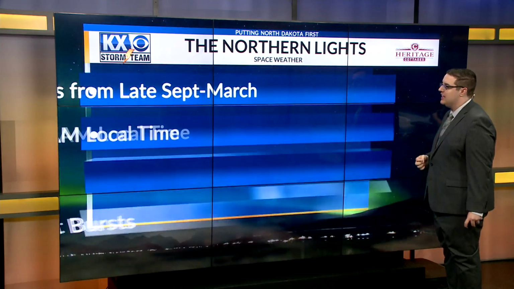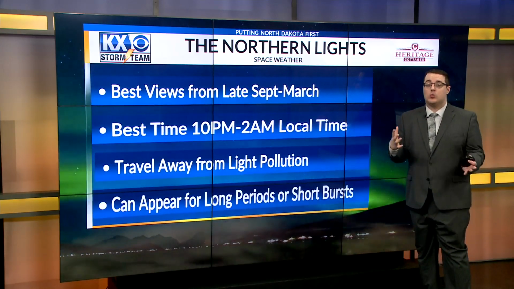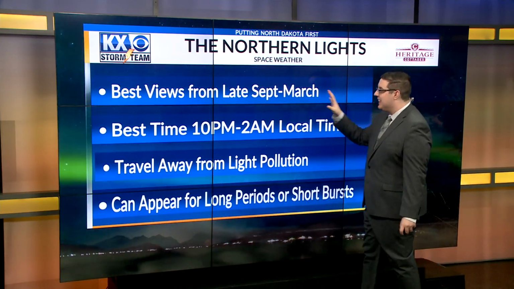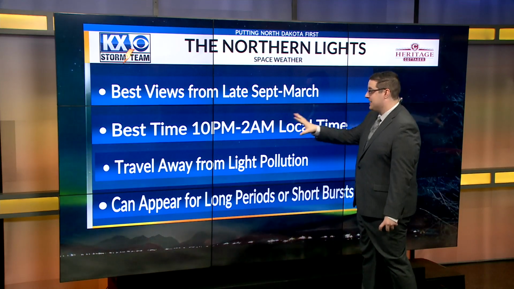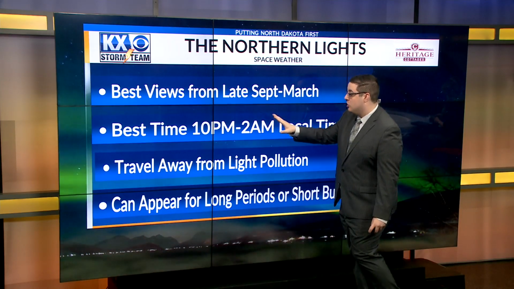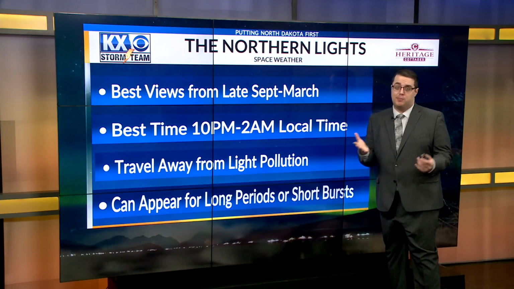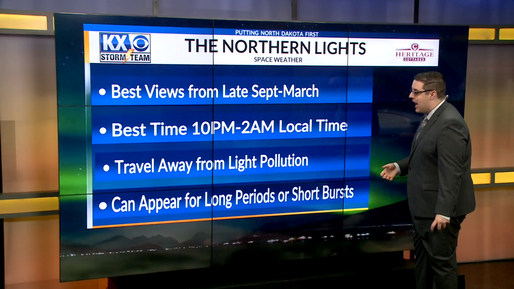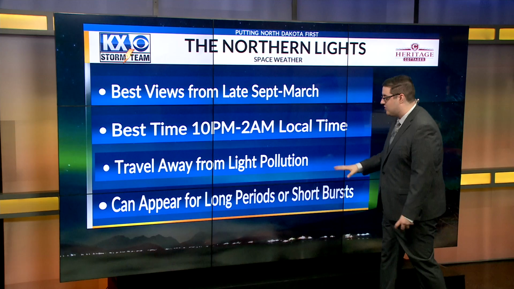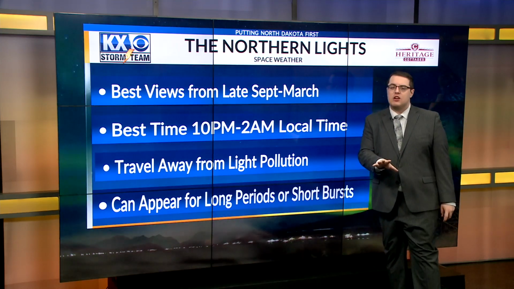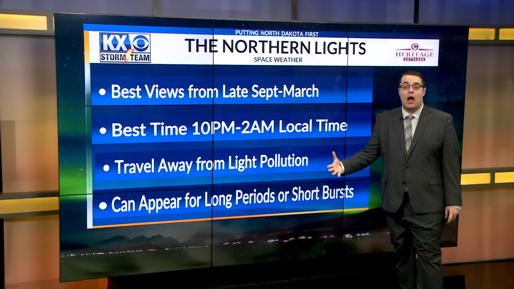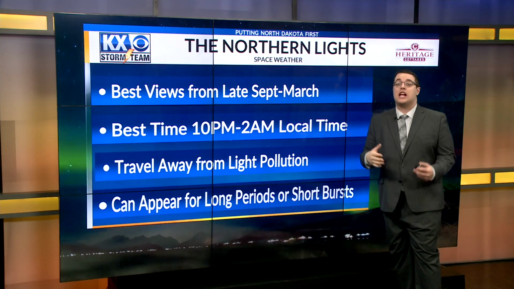And some of the other facts when it comes to the northern lights, well, we can see them all year round, but the best views are usually late September into March. The best time frame is right around 10 p.m. to 2 a.m. local time. Remember to travel away from light pollution, which is pretty easy here in North Dakota, and it can appear in long periods of time or in short bursts. So if you go out there and you don't see any, doesn't mean that they're not out. They can come very quickly and they can last for a long time.